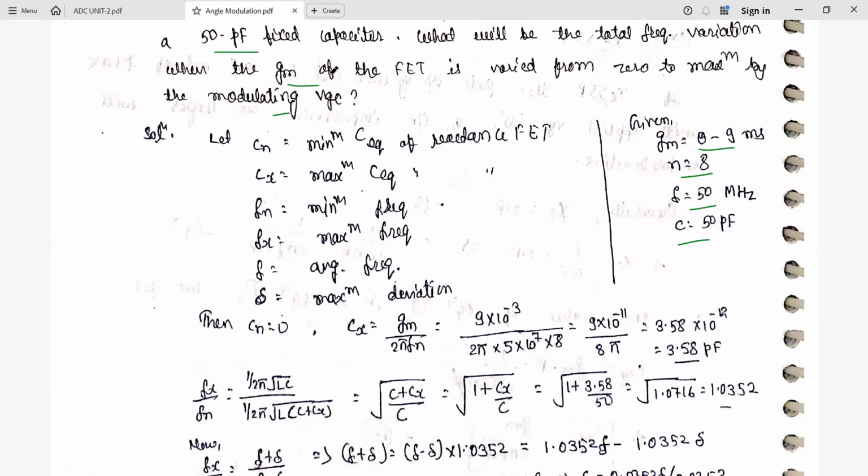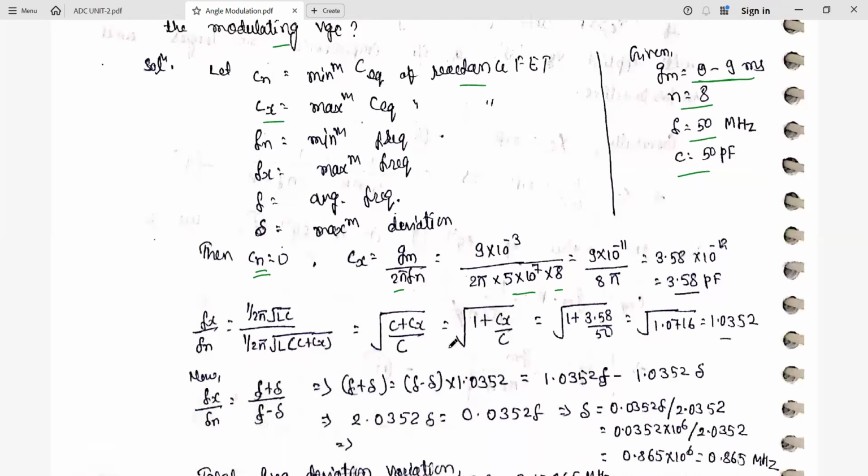So here we are considering Cn as the minimum C equivalent of the reactance, so that is going to be 0 here. Then we are finding Cx, that is the maximum C equivalent. Since Gm value is ranging from 0 to 9 millisiemens, in the first case we substitute 0, so this entire value of Cn is going to become 0. So for the maximum, we are taking Gm as 9 millisiemens. Milli means 10 to the power minus 3, over 2 pi, and F value is substituted, N is 8. So finally we are getting 3.58 picofarad.